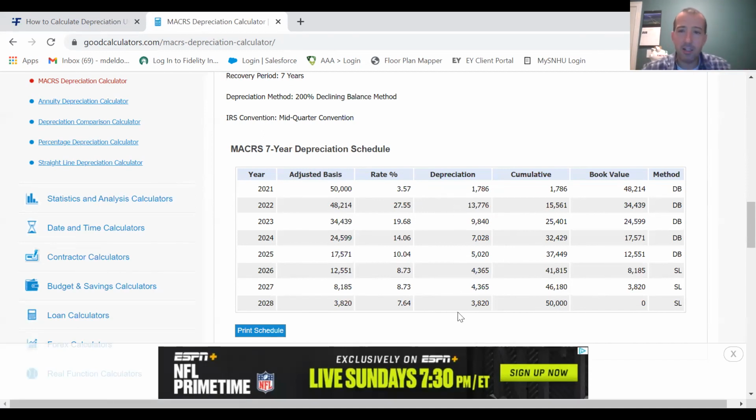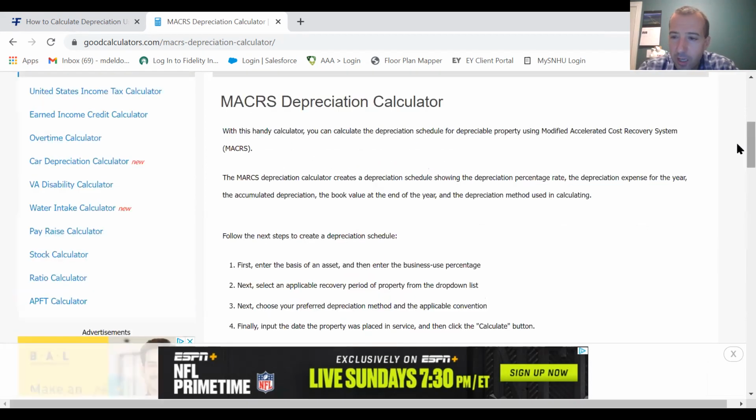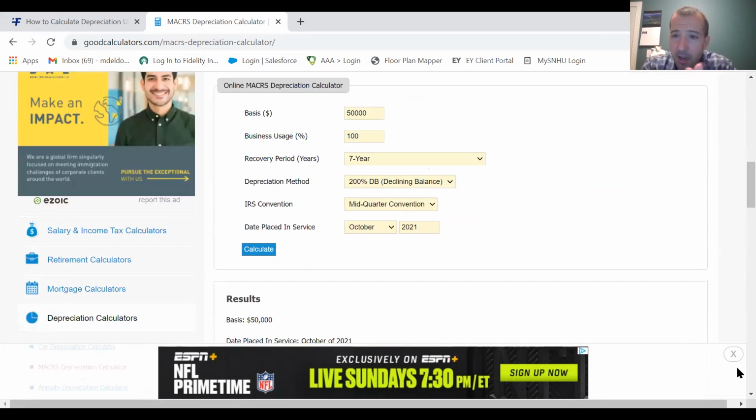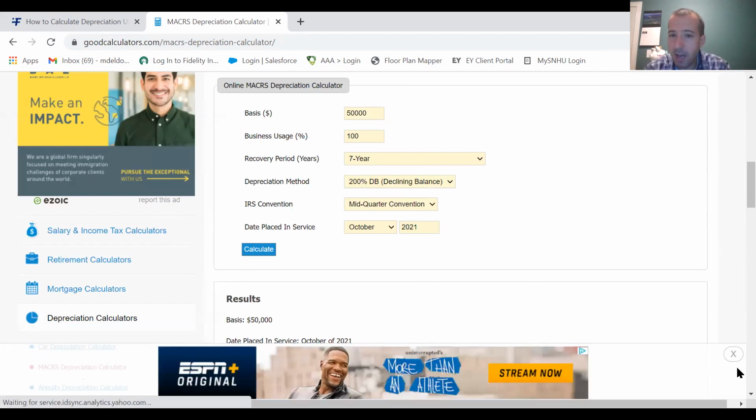So the modified accelerated cost recovery system, the goal is to get more depreciation in the early years and less in the later years because it's an accelerated system. So that would be personal property. The key takeaway is that if more than 60% of the value is purchased before Q4 or even during the year, then it's going to be the half-year convention. If it's 40% or more in Q4, then it needs to be the mid-quarter convention. You can use that in the calculator, which I'll set.